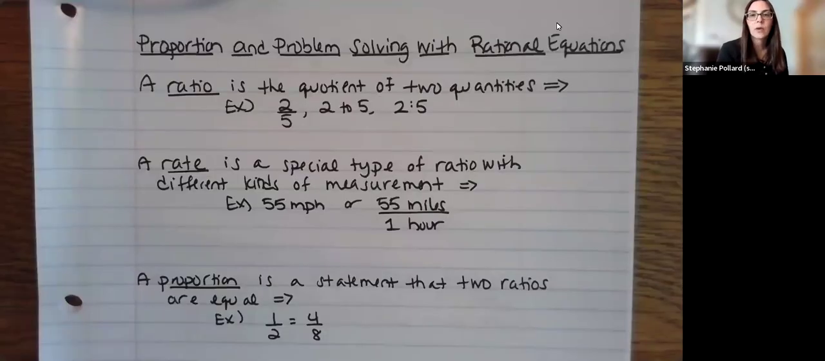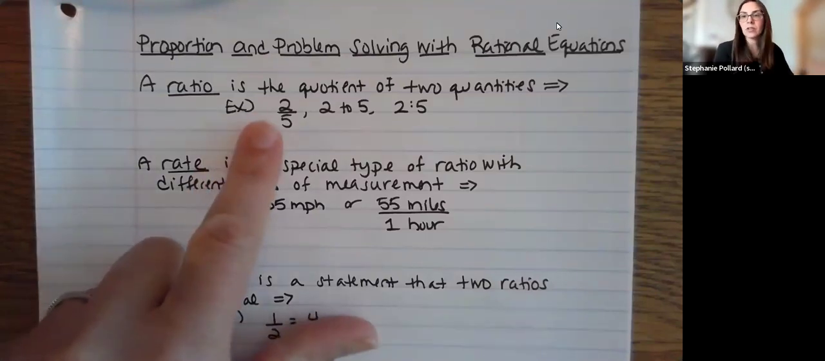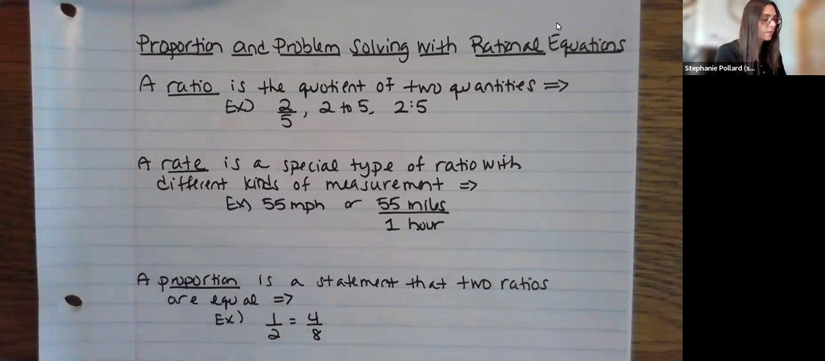In this video, we're going to look at a particular type of rational equation and do some examples with proportions. So a few definitions to start, and again, feel free to pause the video if you need to copy these down. So one is a ratio. A ratio is just the quotient of two quantities. So for instance, 2/5. All fractions are one example of ratios.